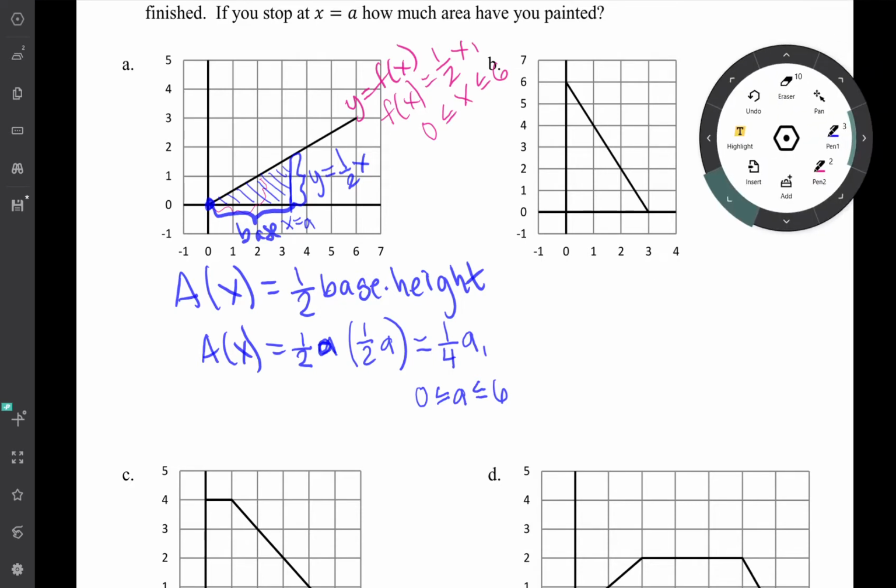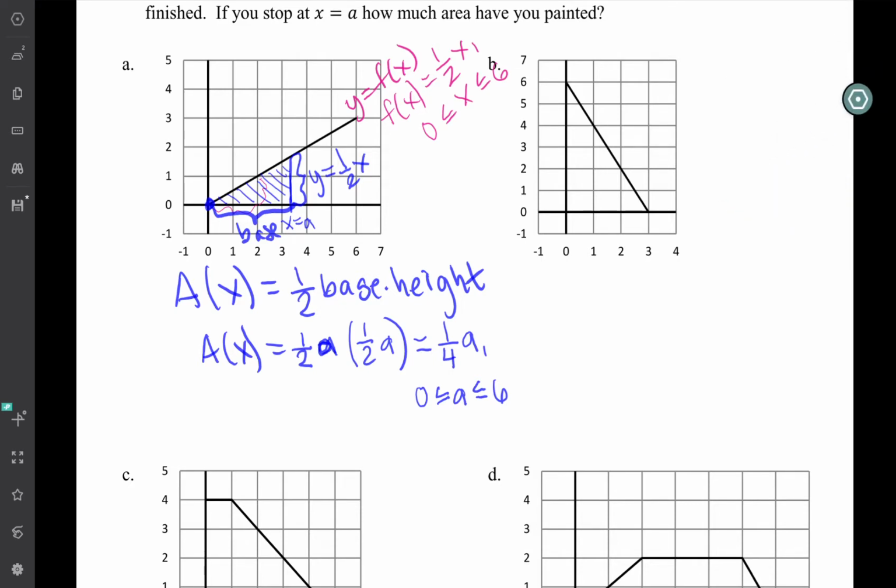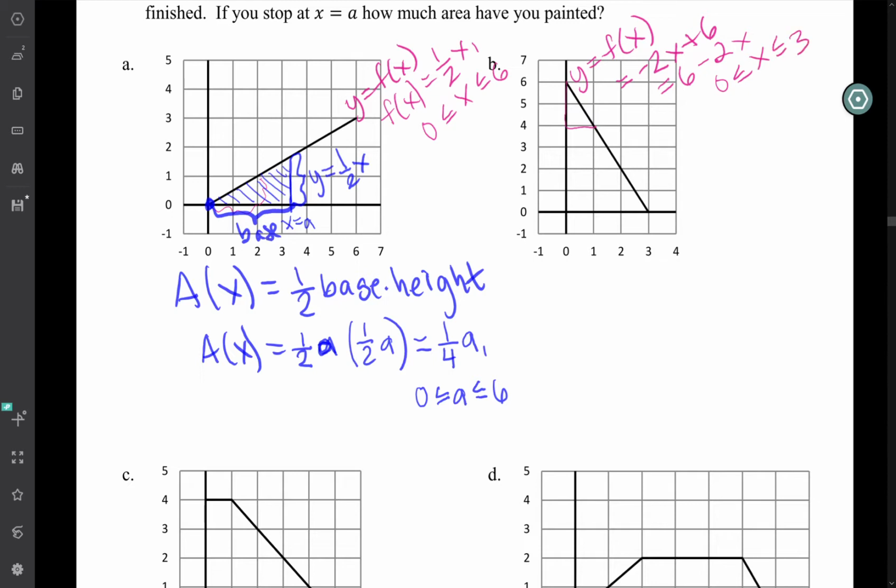For the second one, same first piece. If this is our y equals f of x, this is another one that's fairly nice. It's a linear function. It's got a y-intercept of 6, and then it's got a slope of -2. So our equation is -2x plus 6, or my favorite way to write it, 6 minus 2x, and then we would have to say that 0 is less than or equal to x is less than or equal to 3, because that's where this one's cut off.